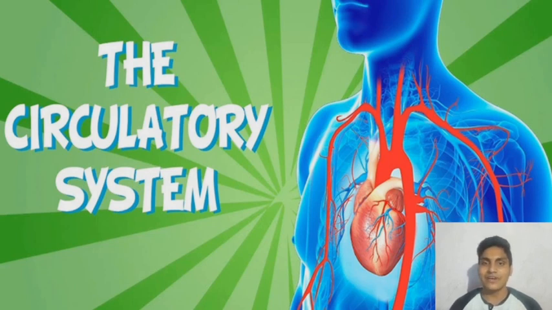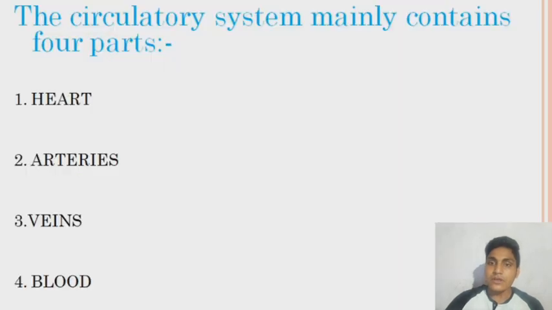Today we are going to study a very interesting topic known as the circulatory system. So what is the circulatory system? It is nothing but the circulation of the blood in the human body. The best example I would like to give is that the circulatory system works the same as our pump. We will explain this relation further in this video. So let's start with the first topic, the different parts of our circulatory system.